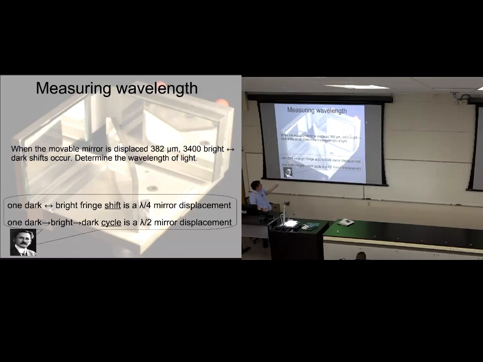And we're going to determine the wavelength of light with this idea that you get one fringe shift if you move the mirror by a quarter of a wavelength. You get one complete cycle if you move the mirror by half a wavelength. So let me just calculate that on the document camera.